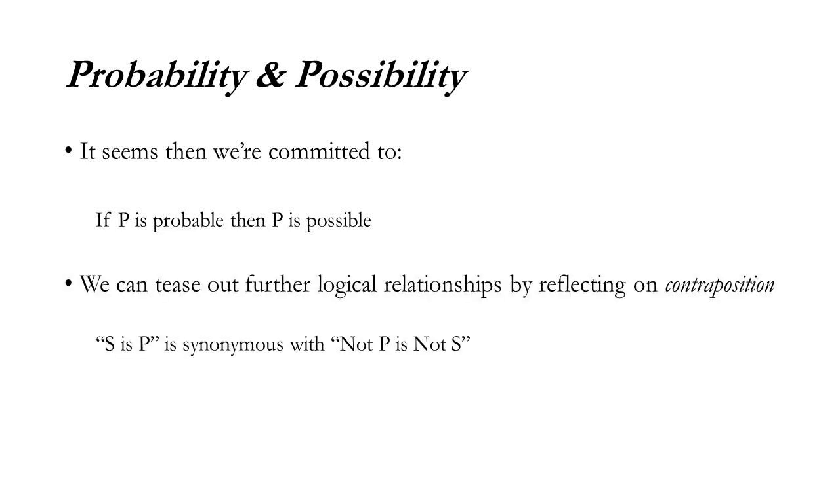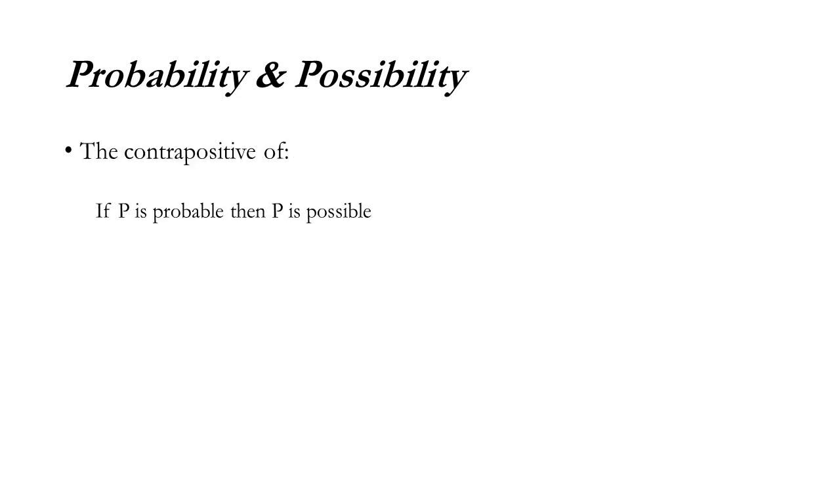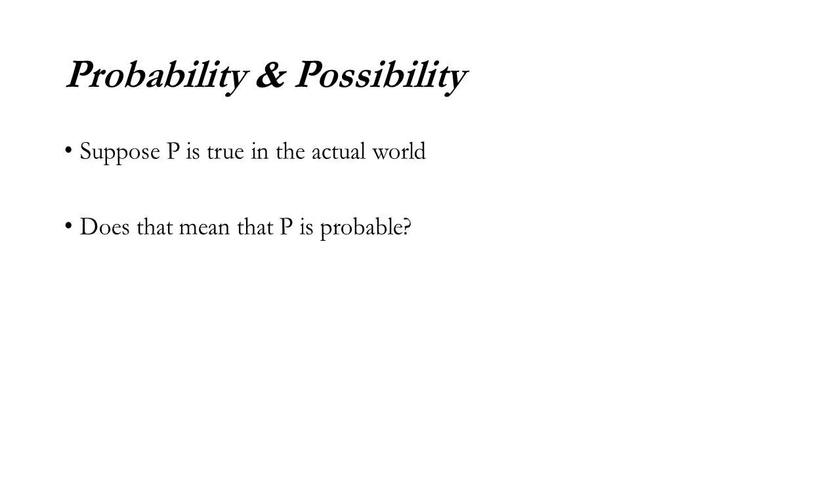We can tease out further logical relationships by reflecting on contraposition. Remember what that is? We just take the if-then, we flip it around. Or we take the two things that are related and we flip them around and put negations in front of them. So remember, S is P is synonymous with not P is not S. The contrapositive of if P is probable, then P is possible is if P is impossible, then P is not probable. That seems right. Now, suppose P is true in the actual world. Cool. Does that mean that P is probable? I mean, doesn't it? Right? It happened. Of course it's probable.